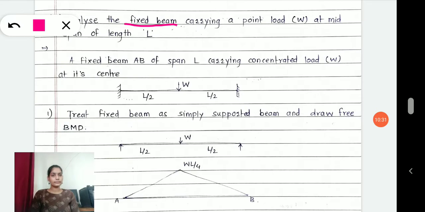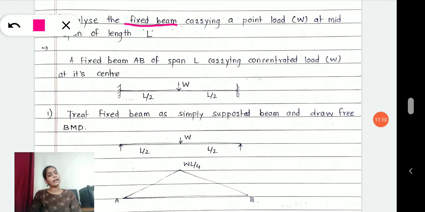Now treat the fixed beam as a simply supported beam and draw the free BMD. What does it mean? It means that you are drawing the bending moment diagram of your beam. You have already understood this concept in second year mechanics of structures, MOS. In the second unit, you have understood how to draw bending moment and shear force diagrams.